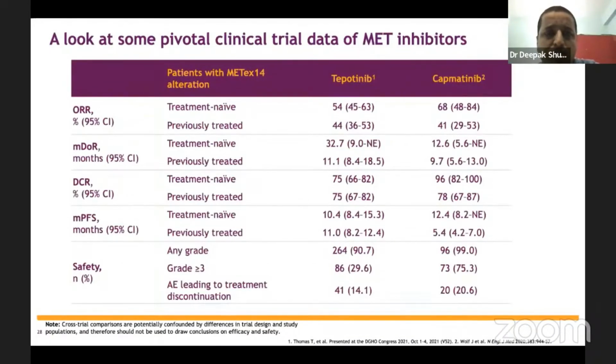If we look into the comparison between tepotinib and capmatinib, we know we cannot compare the cross-trial data because patient populations may be different. But what is encouraging to note is that both the drugs are active, with more than 50% of patients in the first line treatment having a response, and the median duration of response with tepotinib in the treatment naive cohort was 32.7 months. Again, disease control rate and median PFS are almost comparable, and grade 3 or greater side effects were slightly lower with tepotinib as compared to capmatinib.